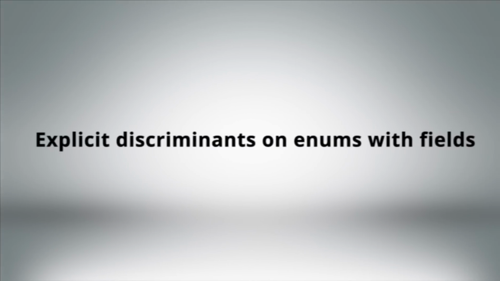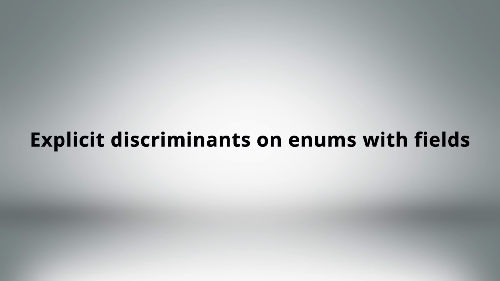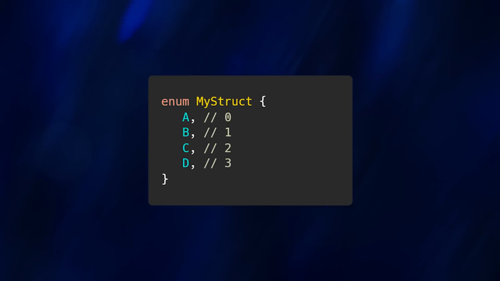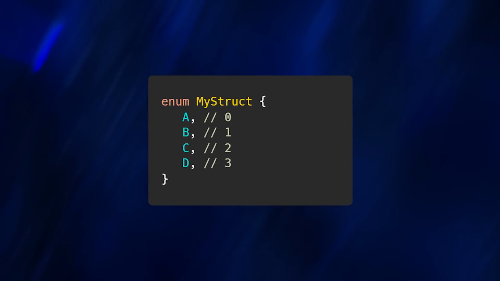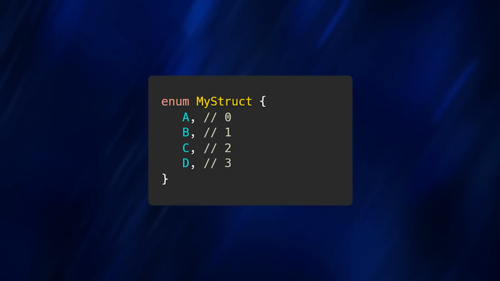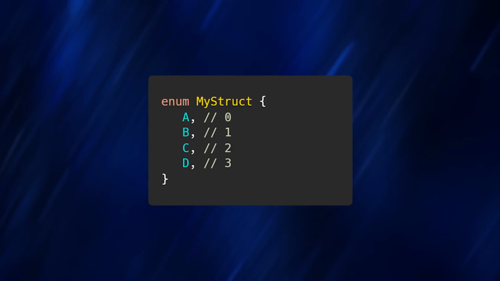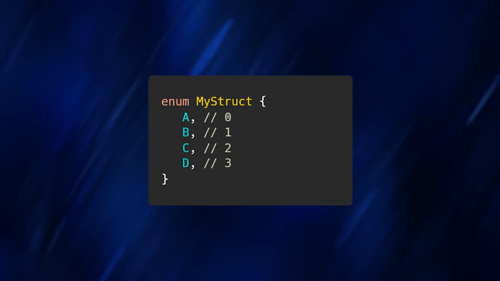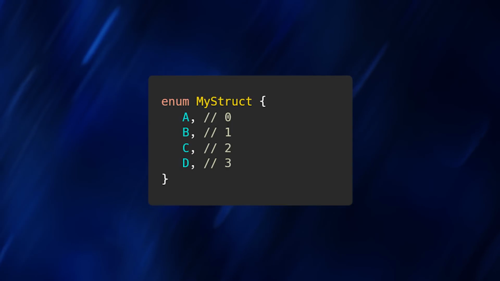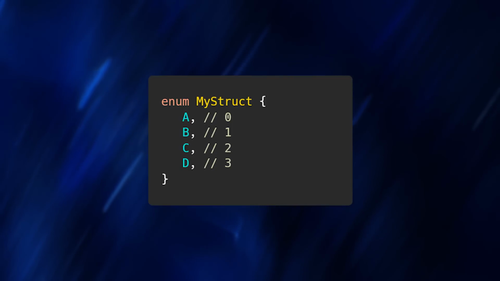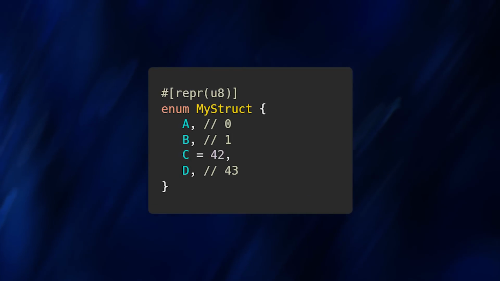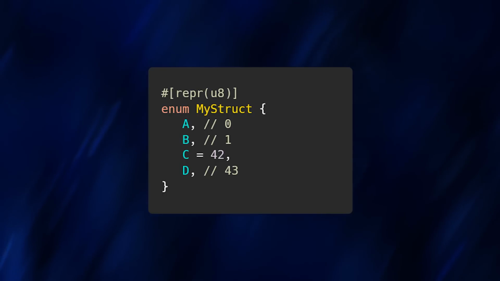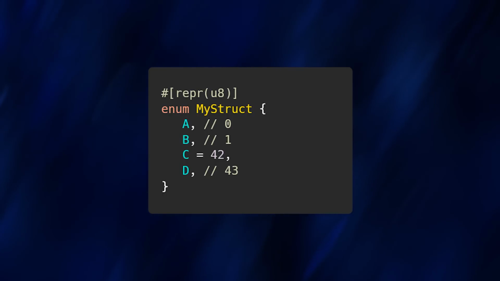letsgetrusty.com/cheat sheet. The first feature in this release is explicit discriminants on enums with fields. Discriminants are integers that uniquely identify enum variants. By default, discriminants are assigned according to the variant's order in source code. However, explicit discriminants are useful when passing values across language boundaries where the representation of the enum needs to match in both languages. For example, we can force this enum to be represented as an unsigned 8-bit integer and explicitly set the discriminant of variant C to 42.